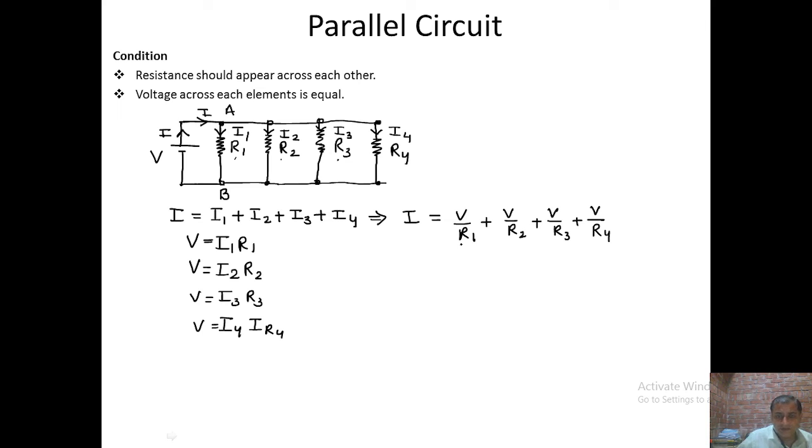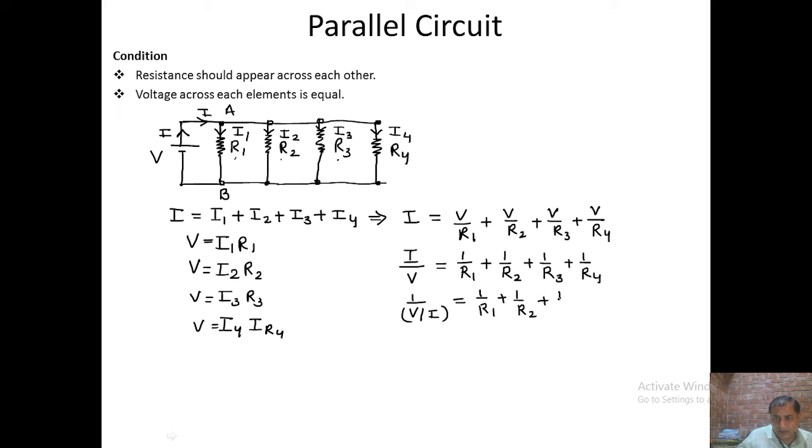I1 is equal to V by R1, and this is V by R2, this is V by R3. So what is here? I is equal to V, V is common, V times (1 upon R1 plus 1 upon R2 plus 1 upon R3 plus 1 upon R4). So this is also represented as V by I, which is written as V by I is equal to 1 upon R1 plus 1 upon R2 plus 1 upon R3 plus 1 upon R4.